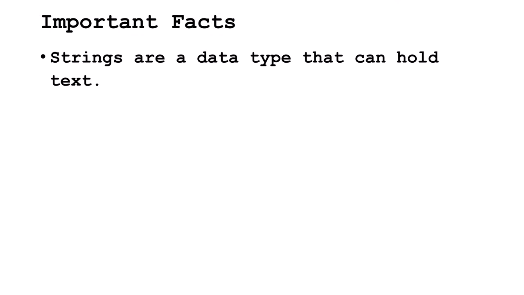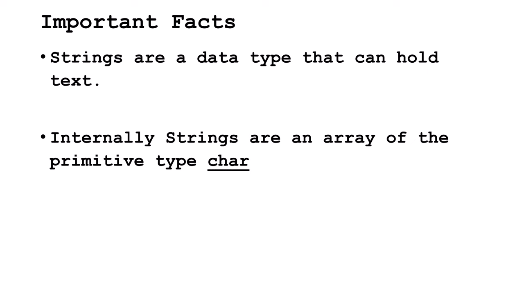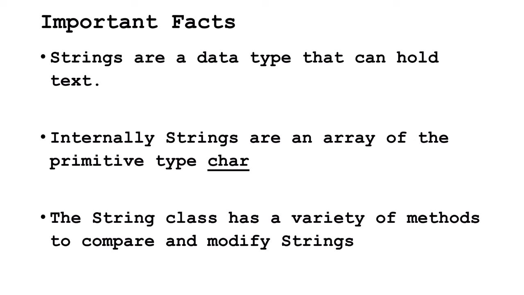String is a data type that holds text. Internally, strings are an array of the primitive type char. The String class has a variety of methods to compare and modify strings.